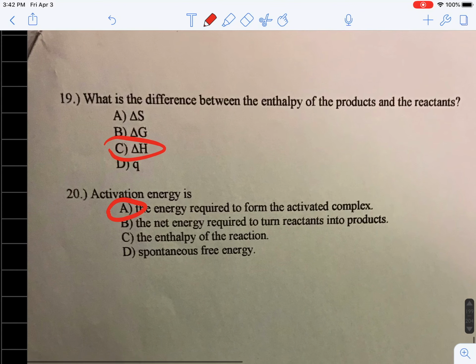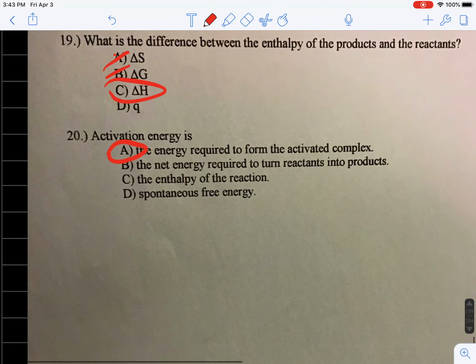Number 19, the difference between the energy of the products and the energy of the reactants is delta H. And really, you should have eliminated answers A and B because we haven't studied those two aspects of thermodynamics, so delta S and delta G should have made no sense to you. And that's just a matter of, is that heat or is that change in heat? And obviously, if you're going from one thing to another, it's a change.